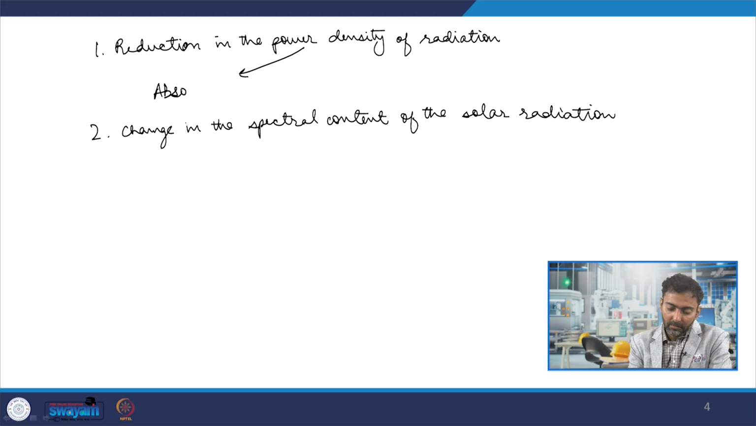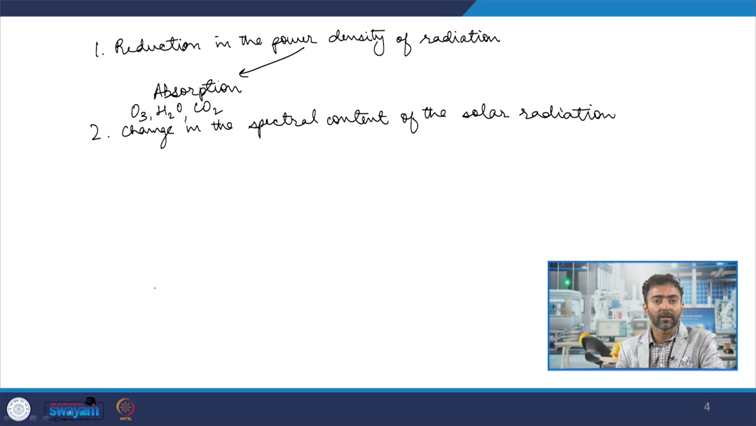One is absorption. There are different gases in the Earth's atmosphere, as we understand. Some of these gases are able to absorb a lot of radiation at particular wavelengths. Some of the most important gases in this context are ozone. As we know, the ozone layer protects us from the ultraviolet radiation. Apart from that, water vapor, carbon dioxide, as we all know one of the most important greenhouse gases, GHG emission, CO2, and also oxygen to some extent. So all these gases have very significant absorption of solar radiation at particular wavelengths.